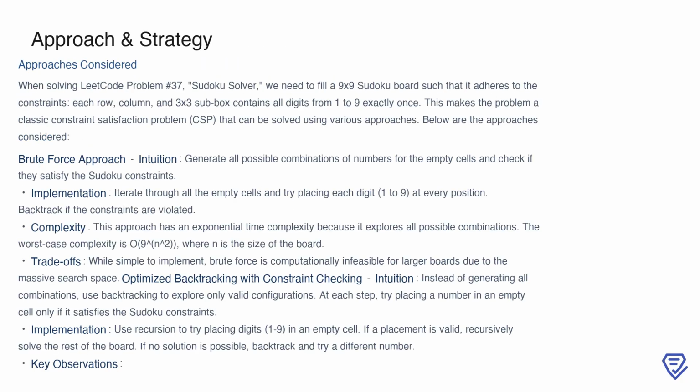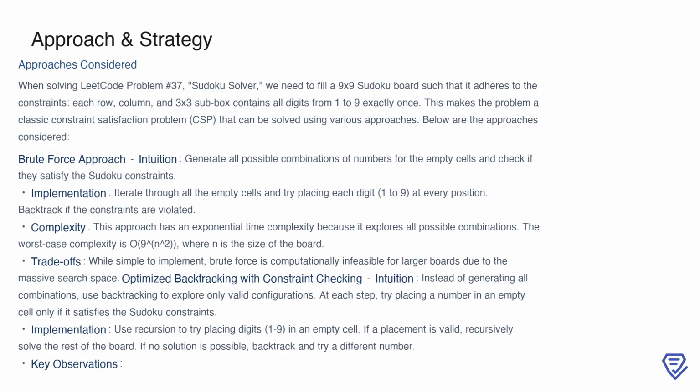To solve the Sudoku solver problem, we first need to understand the constraints. A valid solution ensures that each row, column, and 3x3 subbox contains all digits from 1 to 9 exactly once. This makes the problem a classic example of a constraint satisfaction problem. Several approaches can be considered to tackle this. The brute force approach, for instance, involves generating all possible combinations of numbers for the empty cells and checking if they satisfy the Sudoku rules. While this is straightforward in concept, its time complexity is exponential, as it examines an enormous number of configurations. This makes it computationally impractical for anything but the simplest cases.